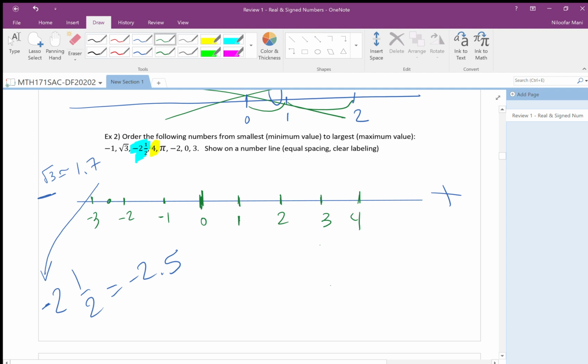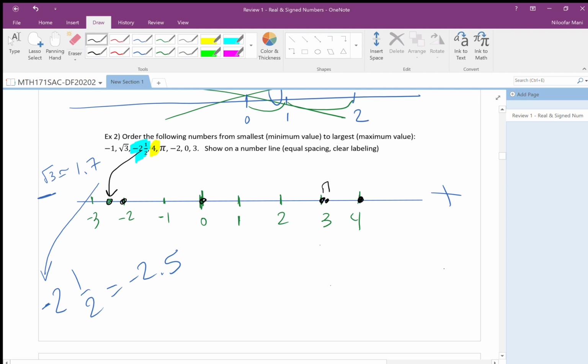Okay, so the minimum number is here. I can show it. 4 is here. I can show it. Minus 2 is here. 0 is here. 3 is here. What is pi? 3 point, I said 3.14. It's not pi, but it's approximate. So I don't have any other choice. I have to use that. Somehow I have to go closer. Okay, so yeah, I have to go closer here and I say this is pi.